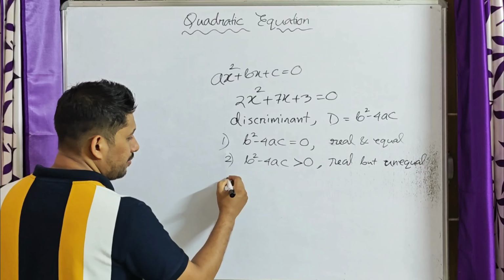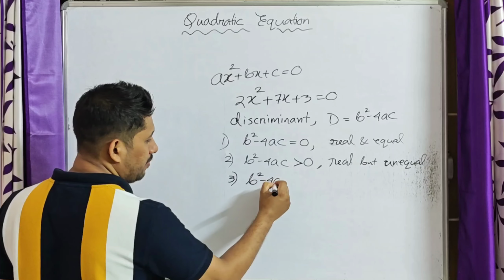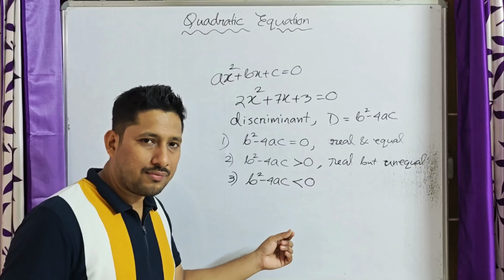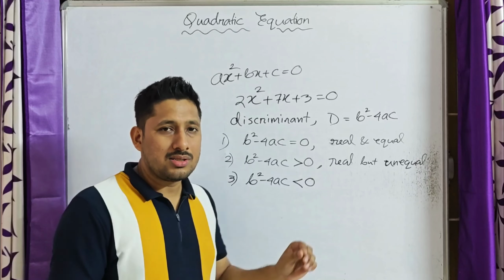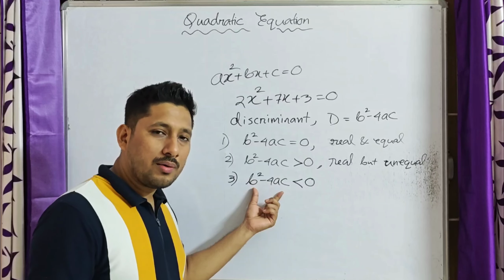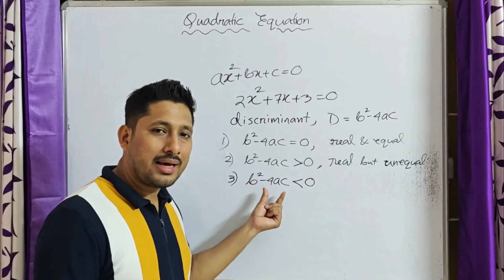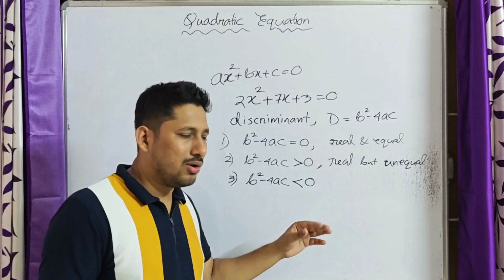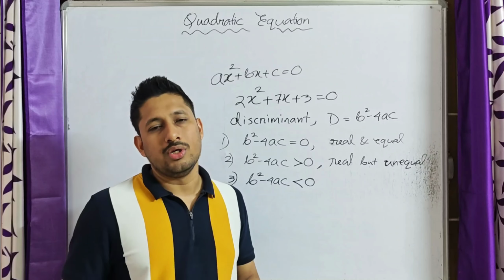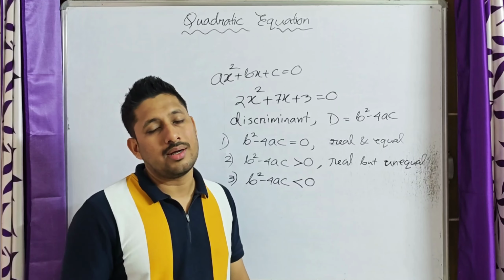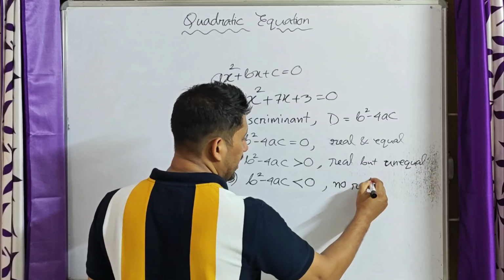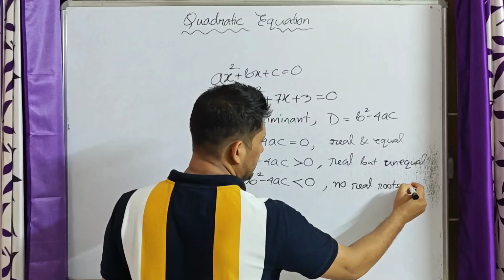And the third condition, a very important one: if b square minus 4ac is less than 0, that means if the number is negative. The answer does not mean the value of x, it means only about b square minus 4ac. If you find this part and the answer becomes minus something, or less than 0, then no real root exists. You can write no real roots, or also imaginary roots. As of now, I will write no real roots exist.